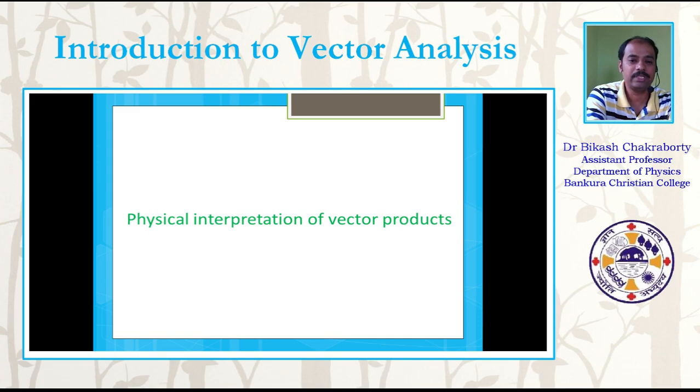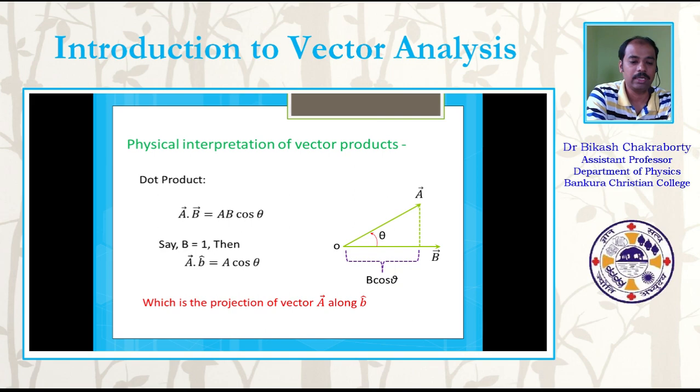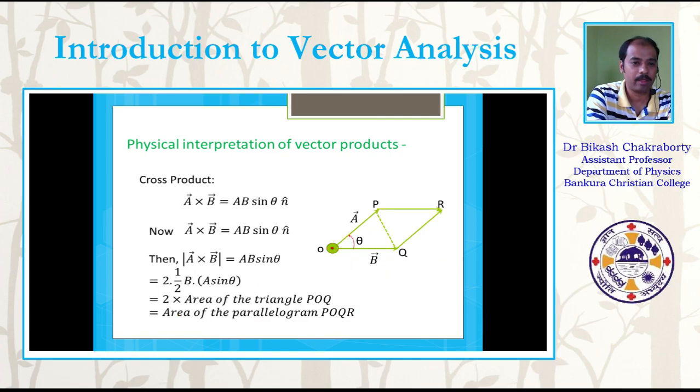Now, the physical interpretation of vector products. The dot product: A dot B is equal to AB cos theta, we all know that. Say the magnitude of B is equal to 1, as shown in the figure. Then A dot B hat is equal to A cos theta, which is the projection of vector A along B hat. Now the cross product. A cross B is equal to AB sin theta times n hat.